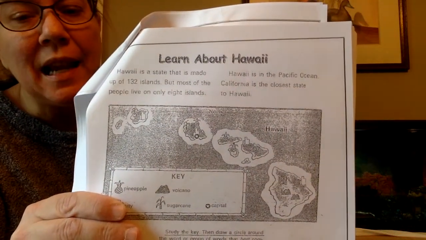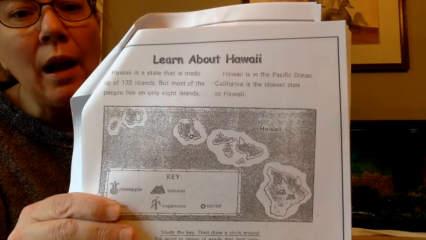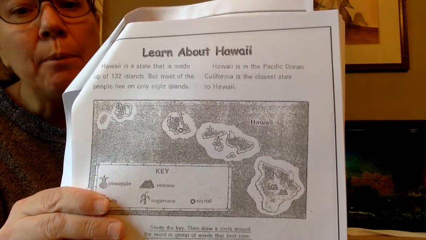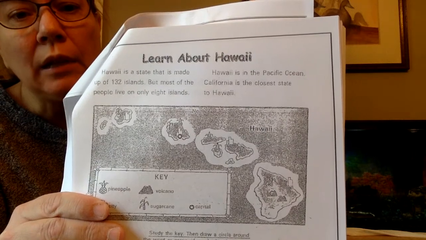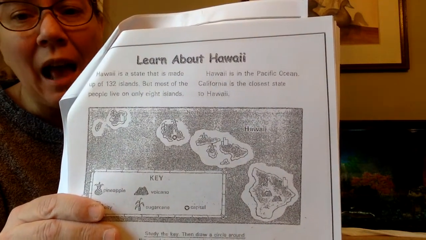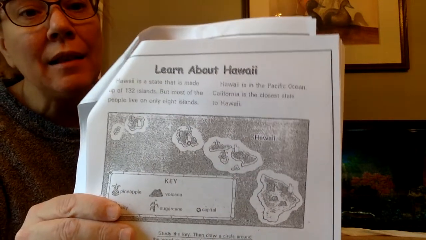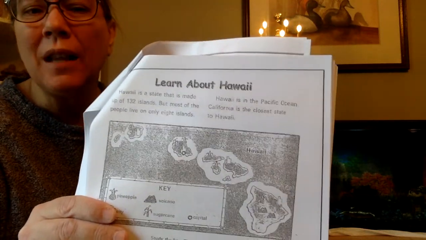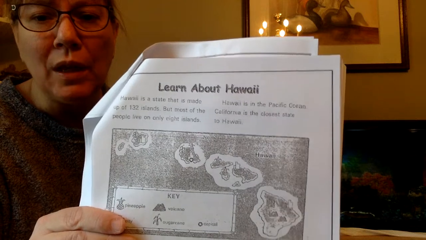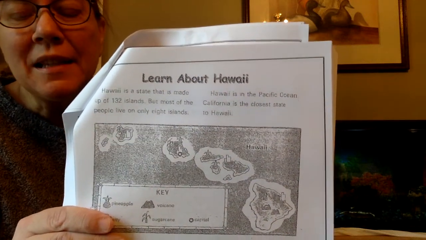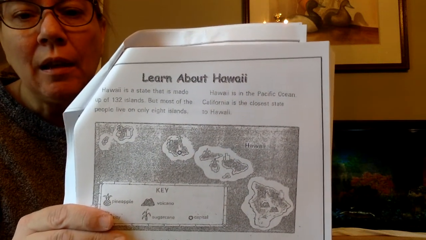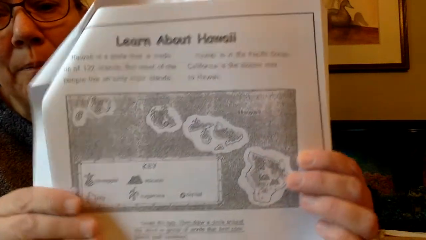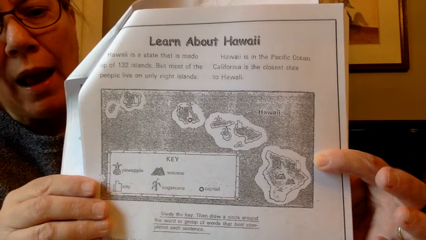Hawaii is a state that is made up of 132 islands, but most of the people live on only 8 islands. And some of the other things you've said have said they live on 7 islands. That's because on one of the islands there are only a few people who live there. Hawaii is in the Pacific Ocean. California is the closest state to Hawaii. And then there's a map of Hawaii.